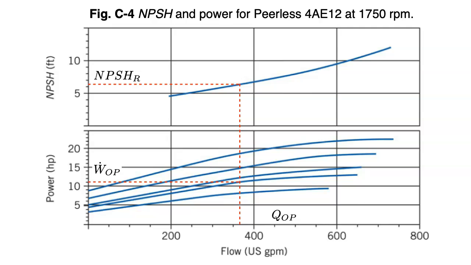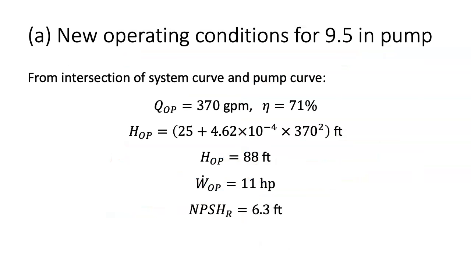Next, we look at the additional performance curves for the Peerless 4AE12 pump family. At our operating flow rate of 370 gallons per minute, we get that the net positive suction head required is 6.3 feet and the operating power is 11 horsepower. Finally, a summary of the operating conditions for our 9.5-inch diameter pump is given. Note that the operating head is shown being calculated using the system curve. Of course, this value should be the same as the one that can be read at the intersection of the pump curve and the system curve.